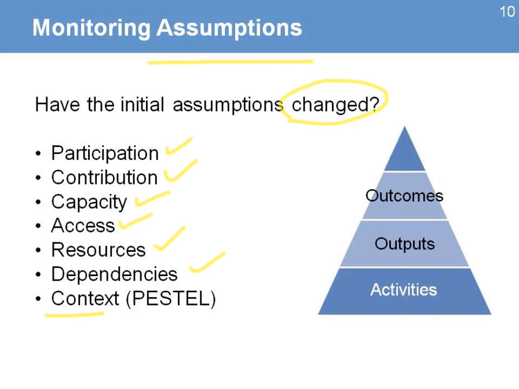And for that, we use an analysis called the PESTEL analysis, where we look at the political, economic, social, technological, environmental, and even legal context of where the project is operating. All of them will have an impact at the activity level, at the output level, and even at the outcome level. All those assumptions we need to monitor and make sure that they're still valid. And if they have changed, they may have some consequences for the project and the way it was designed.